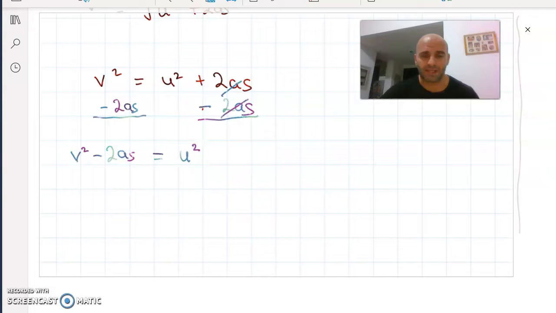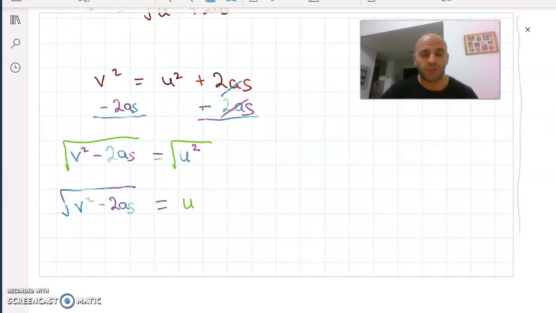Now, the last little step that I want to do is, because that's in a square, just like in the previous example where I had a square with the final velocity, I took the square root. So I'm going to do the exact same thing again. I take the square root of the initial velocity squared. Because I take the square root of that, I must also take the square root of the other side. That will maintain the balance, and that gives me the initial velocity equal to the square root of the final velocity squared minus twice the acceleration times the displacement. Okay, hopefully that makes sense.